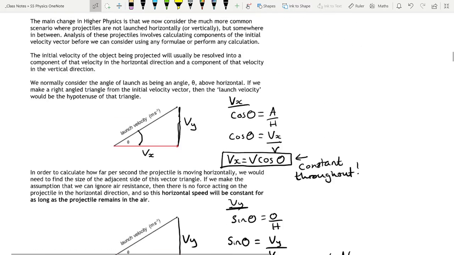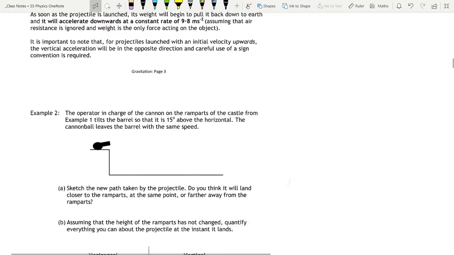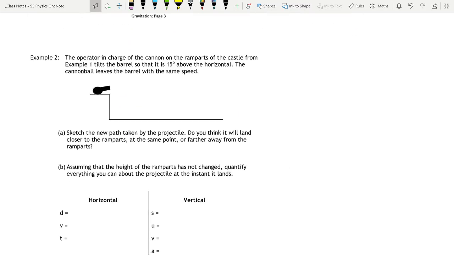So the speed was 30 meters per second. So, sketch the new path taken by the projectile. So, basically what will happen is it will go up first and then down. So, it's shot off at 30 meters per second at an angle of 15 to the horizontal. Okay, so that's basically zoomed in to there because I can't really fit it.